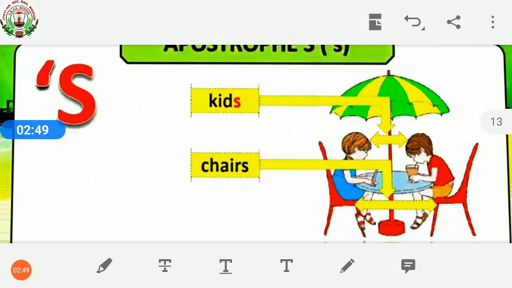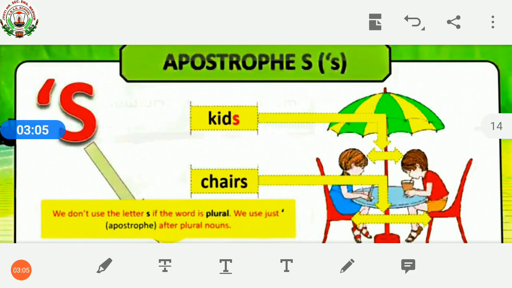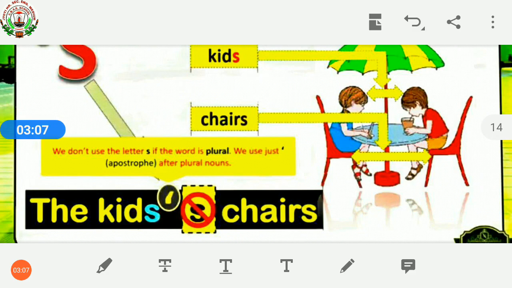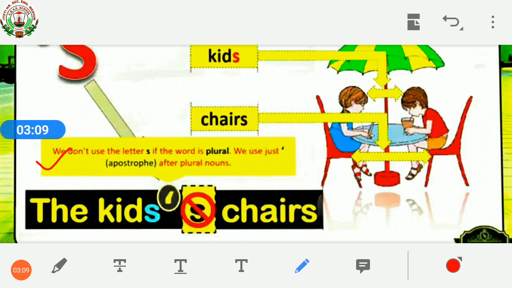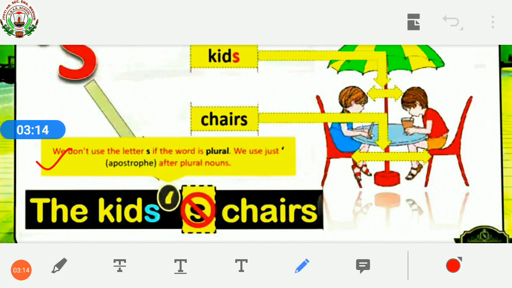Let us move to one more example. Here in the picture, two kids are sitting on two different chairs. So, from the picture we can understand that this chair belongs to these kids. So, how will apostrophe S be used here? See, children, we don't use the letter S if the word is plural. See here, kids. It is a plural noun. More than one kid is there. So, we will use kids here.